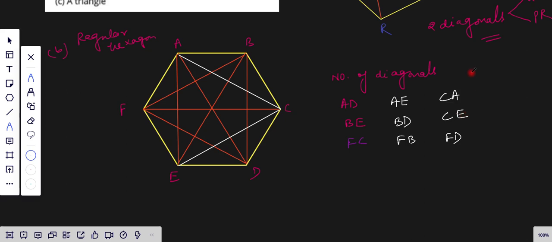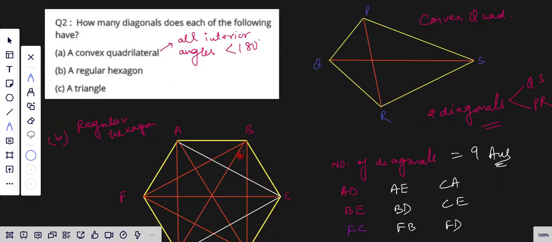So the total number of diagonals is equal to 9. So the correct answer is 9. How many diagonals does a regular hexagon have? 9. And these are the names of these diagonals: AD, BE, FC, AE, BD, FB, CA, CE, and FD. So a regular hexagon has 9 diagonals, right? Now the last one is C, a triangle.